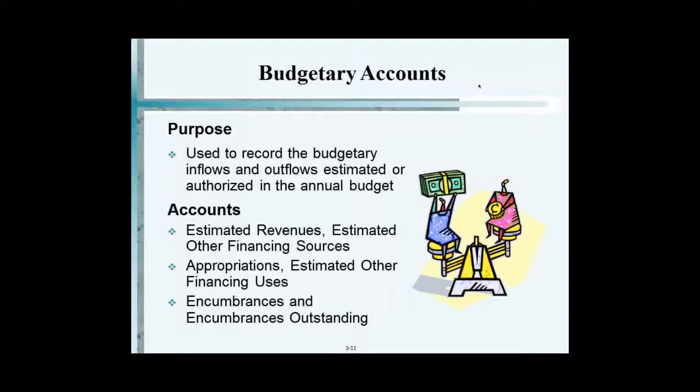And these accounts are called estimated revenue and appropriations. These are budgetary accounts. They don't exist under accrual basis of accounting. They only exist in a budgetary system. There is a distinction between estimated revenue and other financing sources. It's not complicated, but you need to understand this.